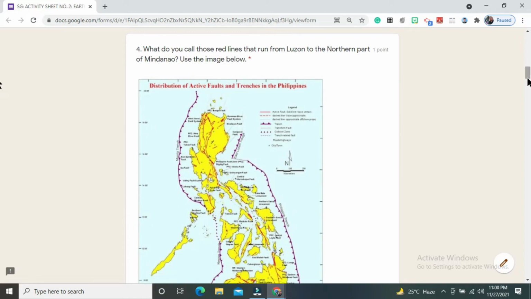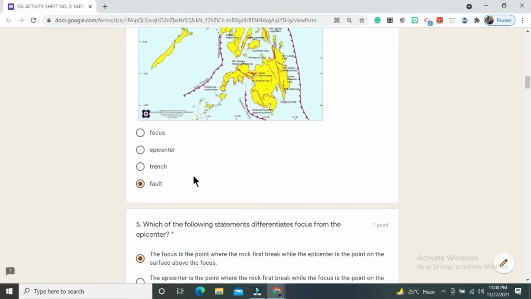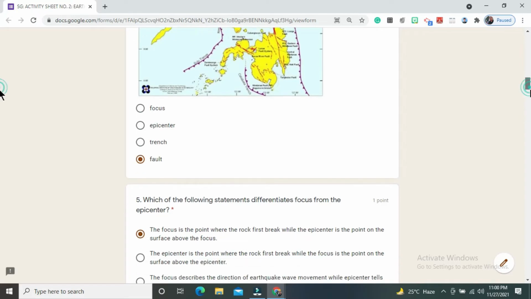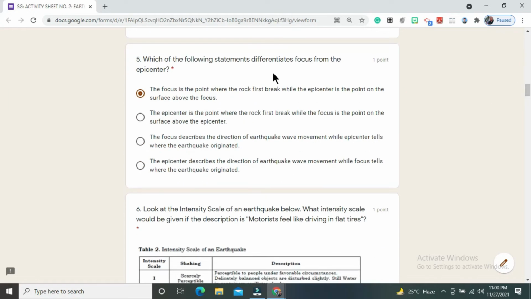Question number 4. What do you call those red lines that run from Luzon to the northern part of Mindanao? Use the image below. The correct answer is fault. Question number 5. Which of the following statements differentiates focus from the epicenter? The correct answer is the focus is the point where the rock first breaks, while the epicenter is the point on the surface above the focus.